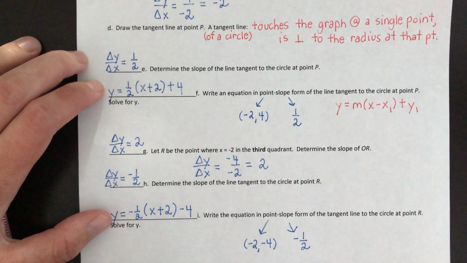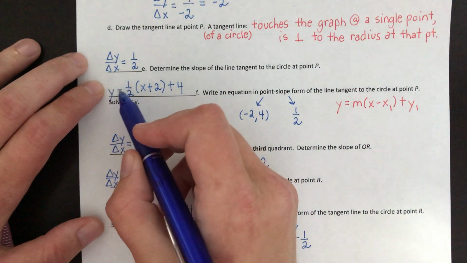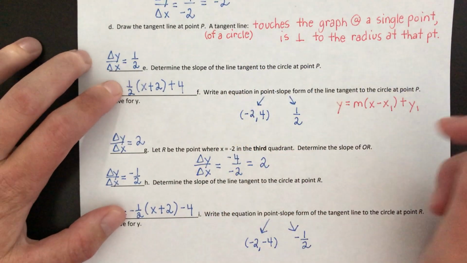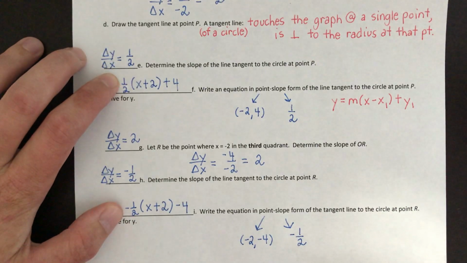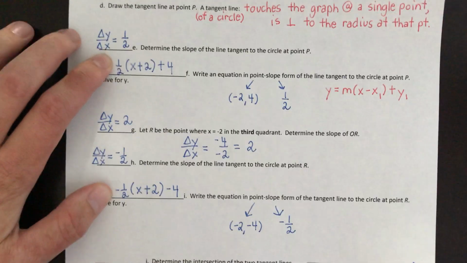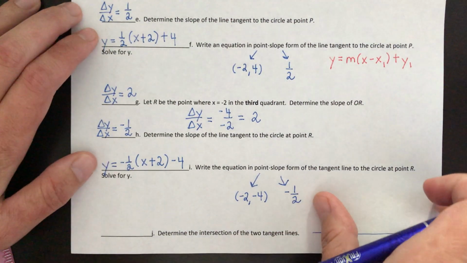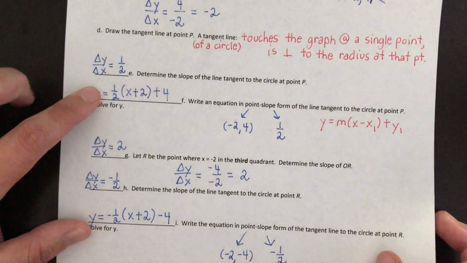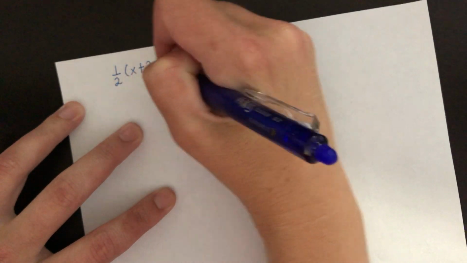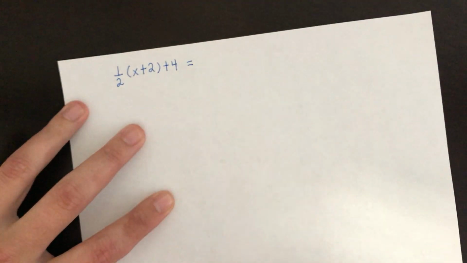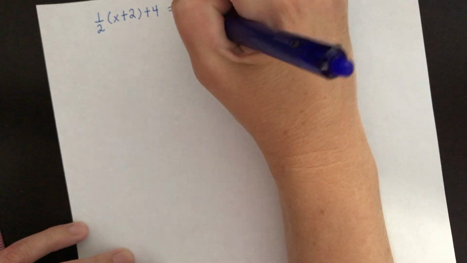Remember that? Yeah. Since these are both in y equals form, you could just set these two equations equal to each other. So obviously I don't have enough space for this, so let's go to the back. All right, so on the back, take that first equation, 1/2 times the quantity x plus 2 plus 4, equals, okay, I copied it down right. And then this equation, negative 1/2 times the quantity x plus 2 minus 4.